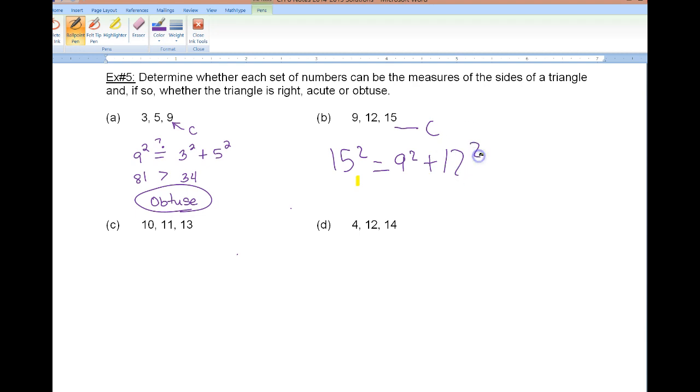Does anybody have a calculator on them? 15 squared is 225. 225? Yeah. 81 and 141. I got it. I can do this one. Okay, so just tell me, is it right, obtuse, or acute? Quickly. The answer is right.